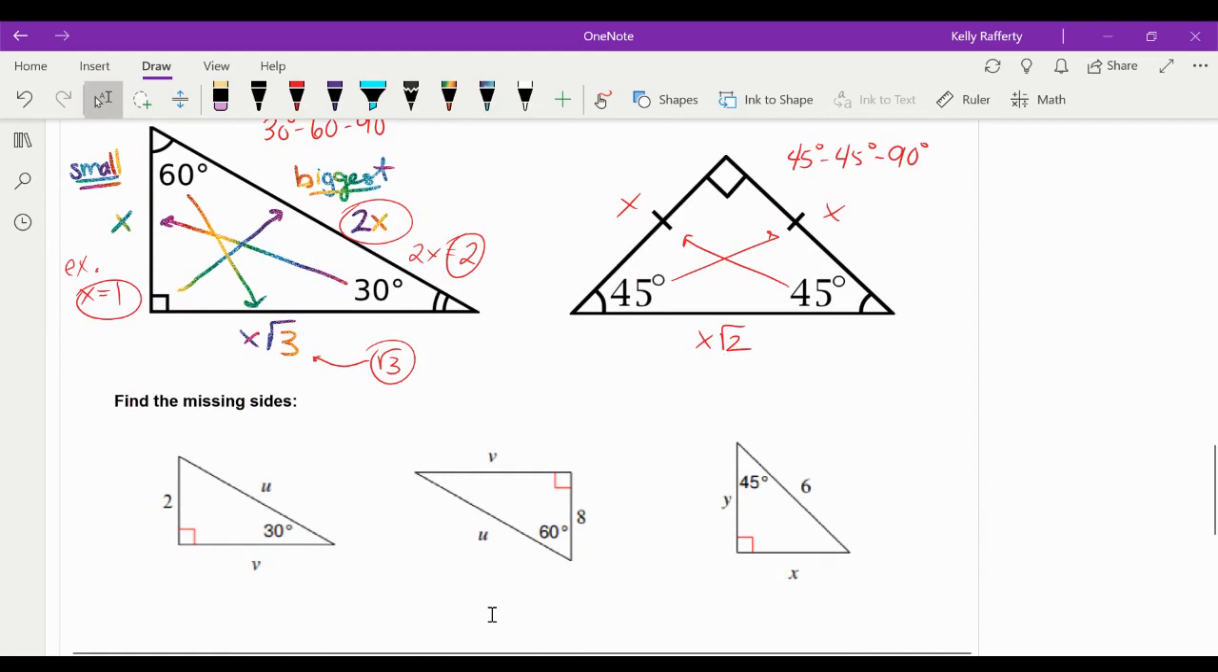All right. So with that in mind, you have to identify what's what, right? So I'll just get us started for these. Like this one, this is the small side, so we call that x. So you got to find what the big side would be and what the medium side would be. Right. Over here, we've got another one. That's a 30, 60, 90, and I gave you the small side again. So you got to find the other two sides.